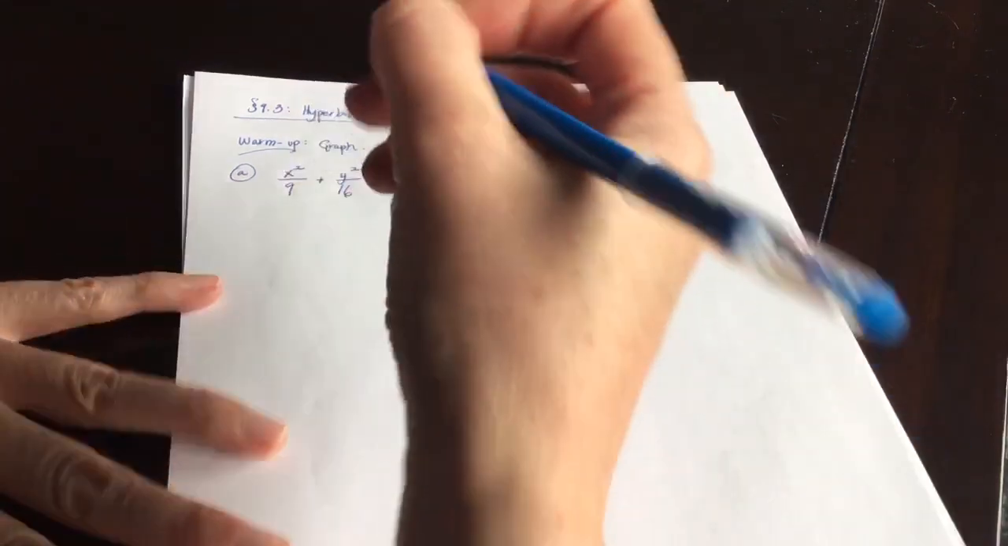Section 9.3 is about hyperbolas. And just for a quick warm-up, I'd like for you to graph the equation x squared over 9 plus y squared over 16 equals 1. So remember that at any time, if you'd like to pause the videos just to make sure you can do something before I go through it, that would probably be a best practice.